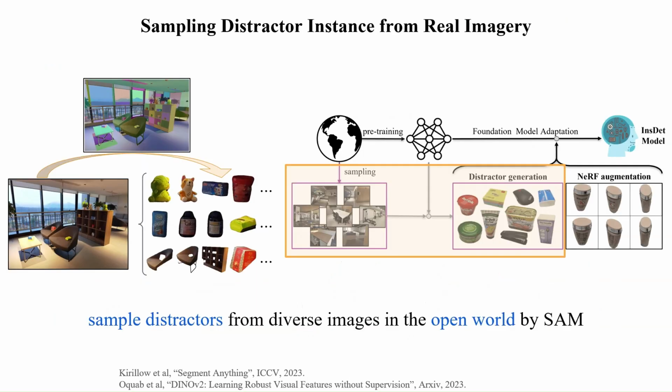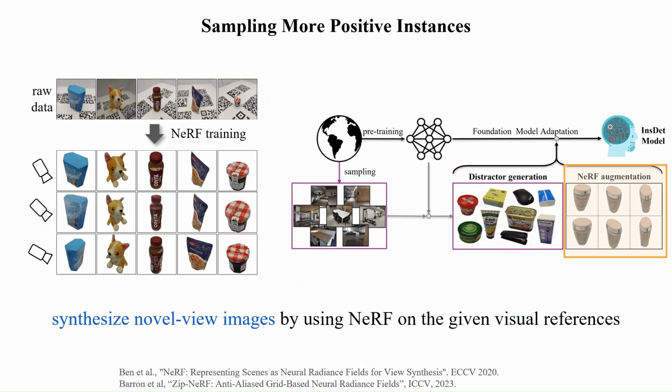We have naturally, of course, open-source images in the open world. We can download or capture some photos, then run any open-world detector and segmenter like SAM to get foreground object instances. These foreground object instances are not what we care about, but we can use them as distractors. These are negative examples to help learn a better model. This is the first practice: we sample distractors from the open world.